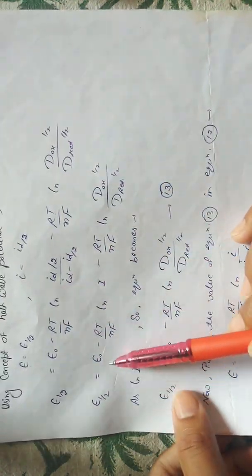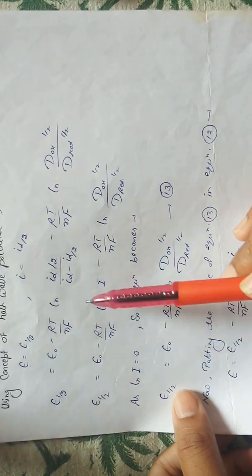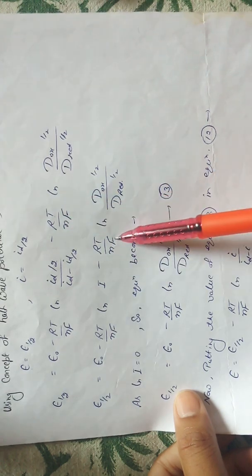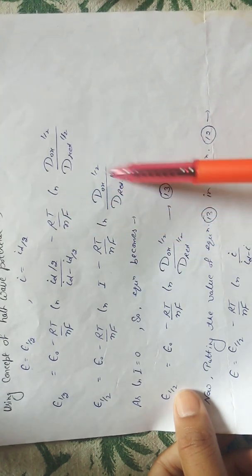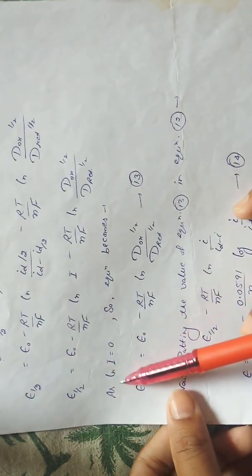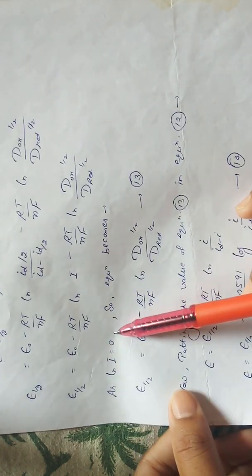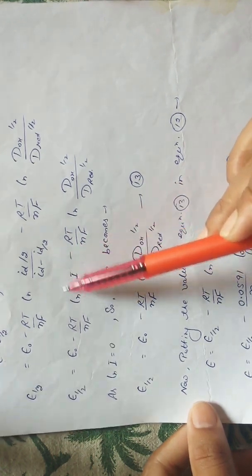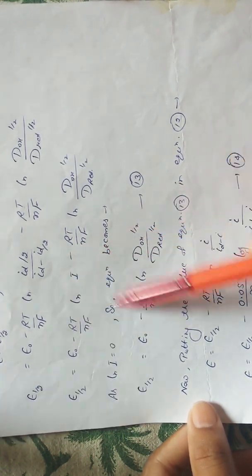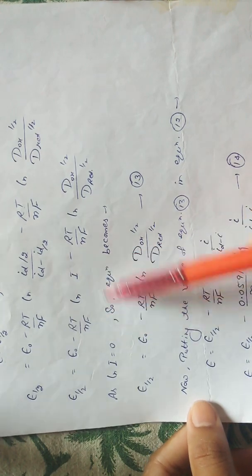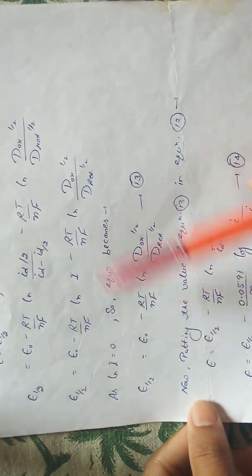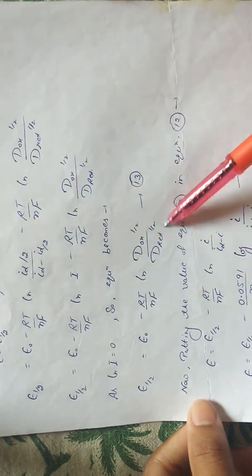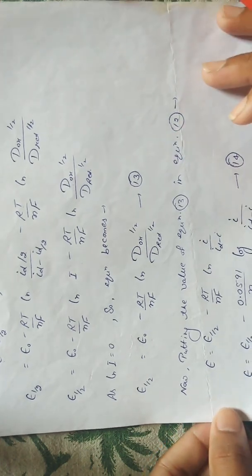E half is equal to E naught minus RT by nF ln, that is current, right? RT by nF ln D oxidation half, D reduction half. So ln I is equal to 0. So the equation becomes, this will be 0. So all this term will be 0. So E half is equal to E naught minus RT by nF ln D oxidation of half, D reduction of half. This is equation number 13.